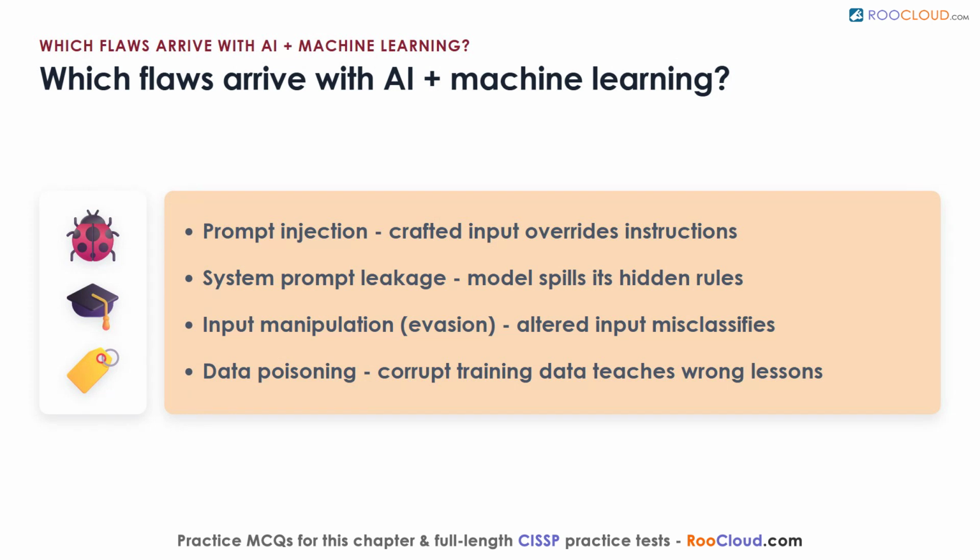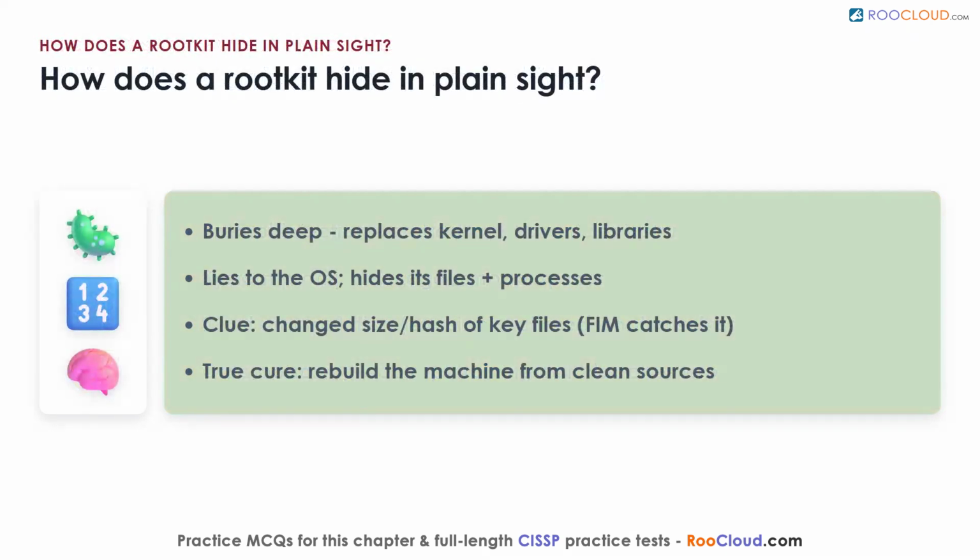How does a rootkit hide in plain sight? By burying itself deep in the operating system and lying to it. A rootkit can replace the kernel, slip beneath it, swap out device drivers, or infiltrate application libraries. So whatever it feeds, the operating system looks perfectly normal. That lets it hide its own files and processes from the very tools you would use to find them, making it an invisibility cloak for the attacker's toolkit. Often there are no obvious symptoms at all.